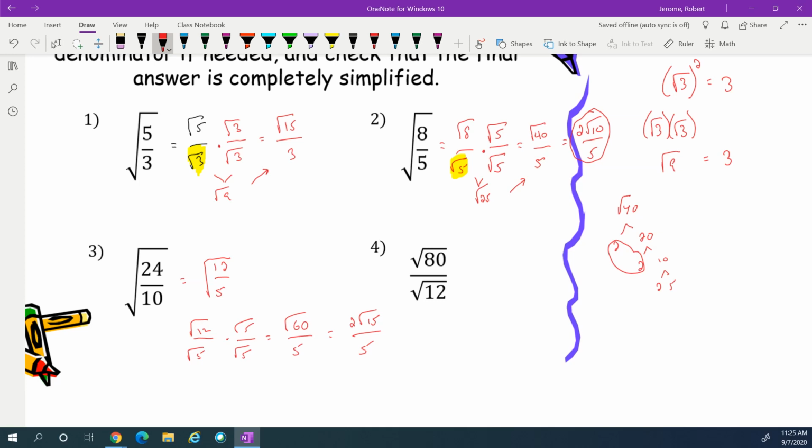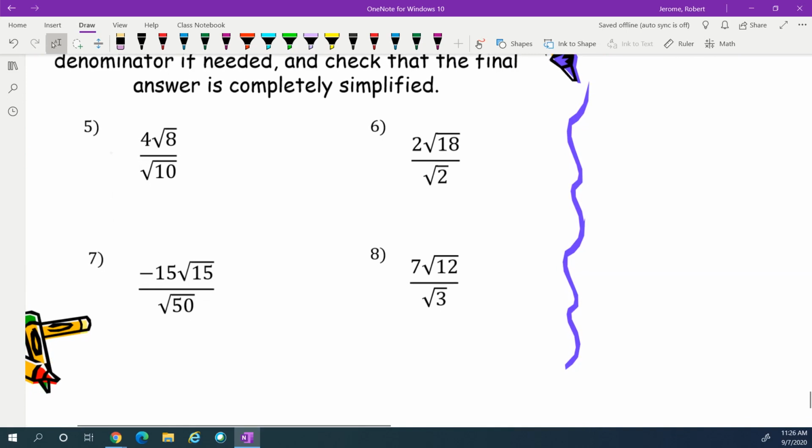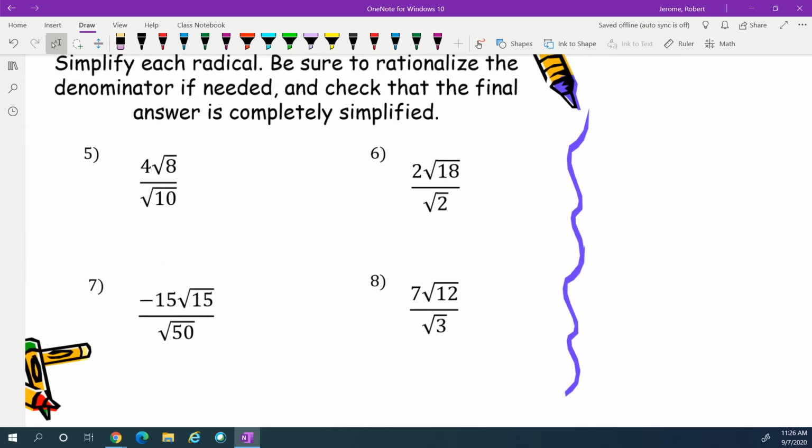And you can try number 4. Get a little practice with that. So here we have a few more questions that we can try here. We have some pretty interesting ones. We can see what's going on here.